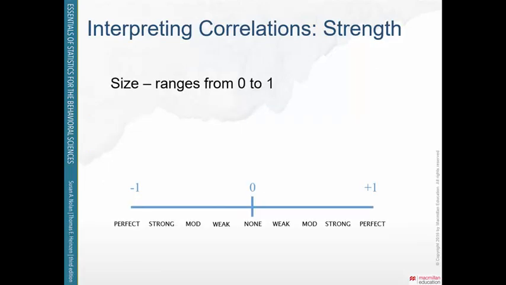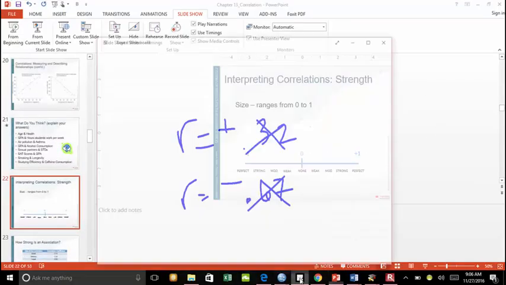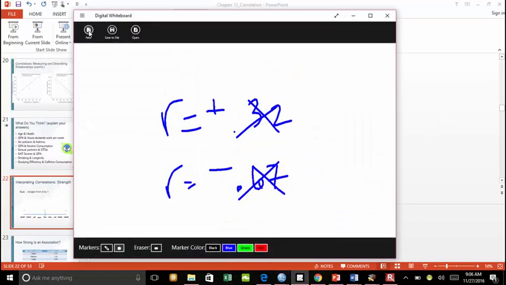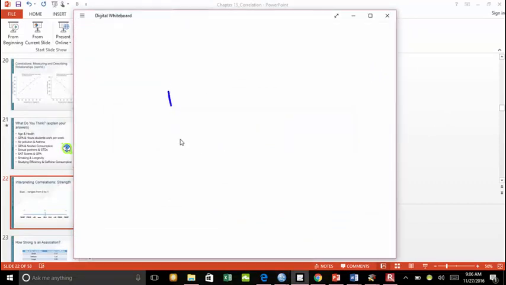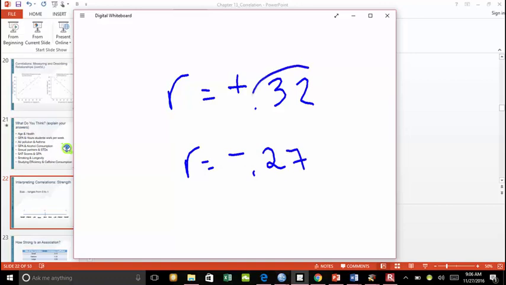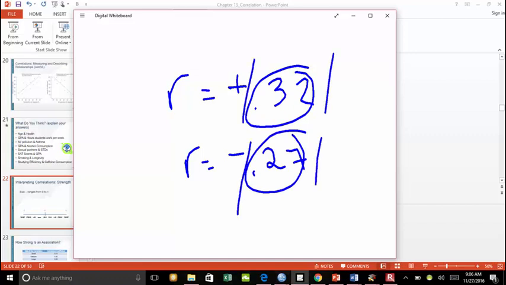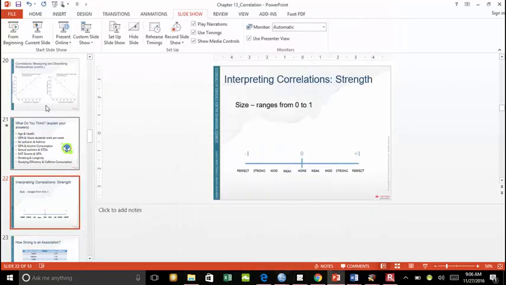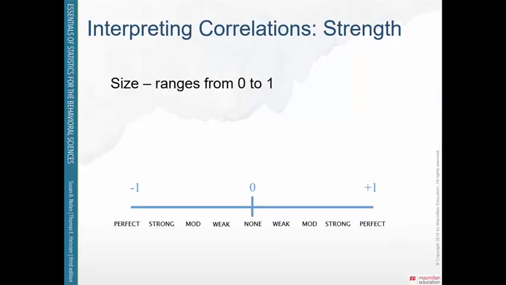What about actually looking at the number? So this would tell us about the strength of the correlation. And so back to here, R equals positive 0.32 or R equals negative 0.27. So now let's just look at the number. Doesn't matter if it's positive or negative, like we're just looking at almost the absolute value of the number, of the correlation. And that tells us about how strongly those variables are related to each other.